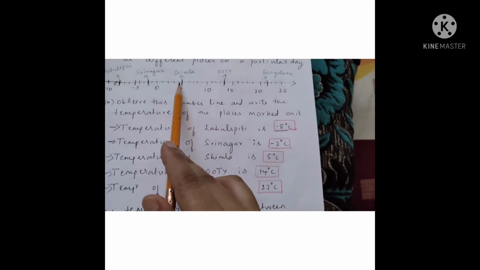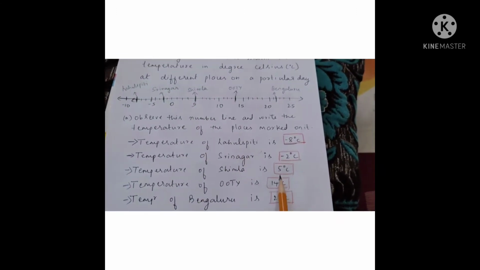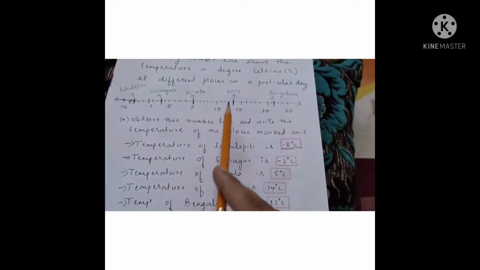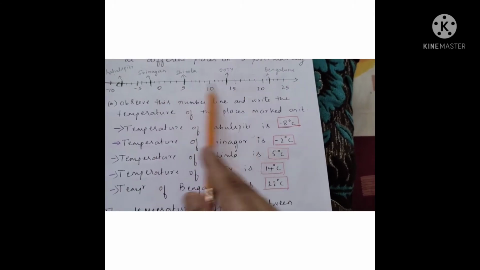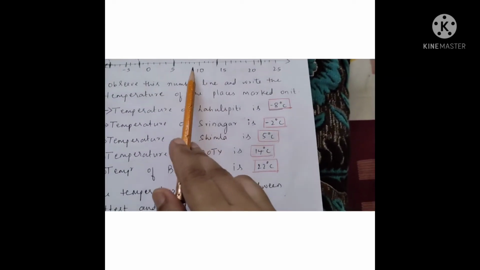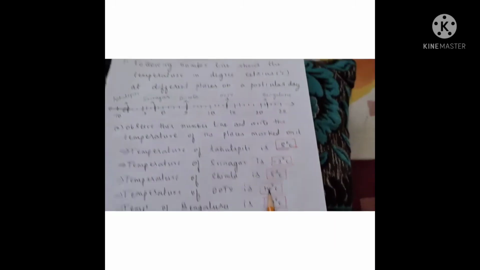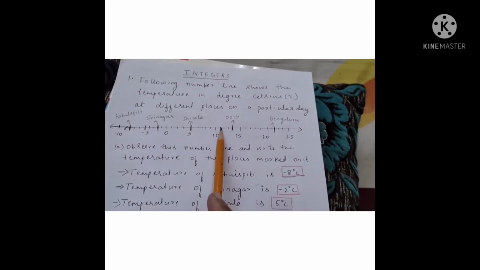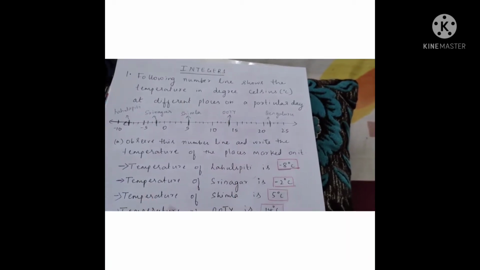Now what is the temperature at Shimla? Shimla is exactly on 5. So the temperature of Shimla is 5 degrees centigrade. What is the temperature at Ooty? All these numbers are to the right of 0. After 0, to the right, these are all positive, and to the left of 0 it is all negative. So Ooty is marked how much? Let's count. It is 10 here, 11, 12, 13 and 14. The temperature of Ooty is 14 degrees centigrade.